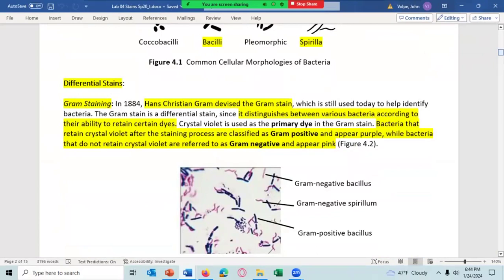The gram stain was invented by Hans Christian Gram in 1884. You don't need to know when he invented it and published it, but you should know that the gram stain comes from Dr. Gram, and so whenever you spell it, you should spell it with a capital G, because Gram is the person's name, and we always capitalize the person's last name.